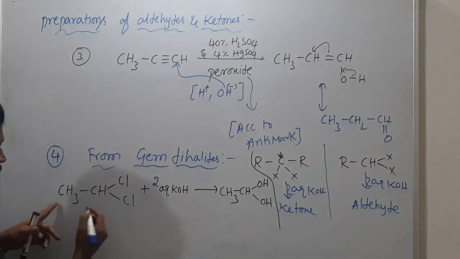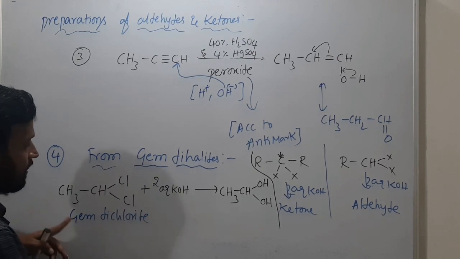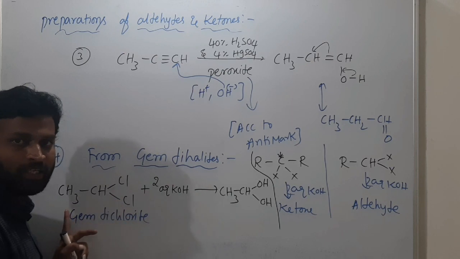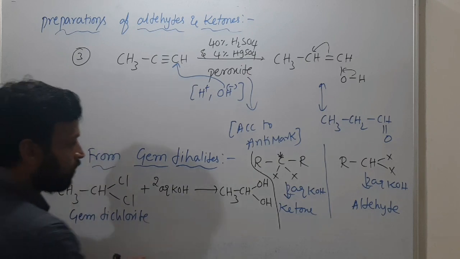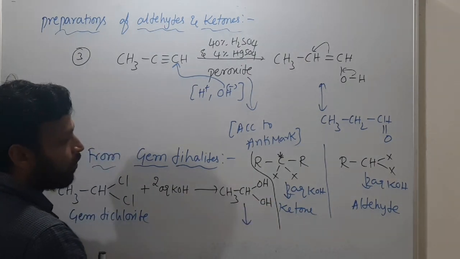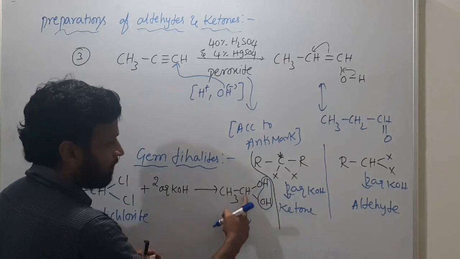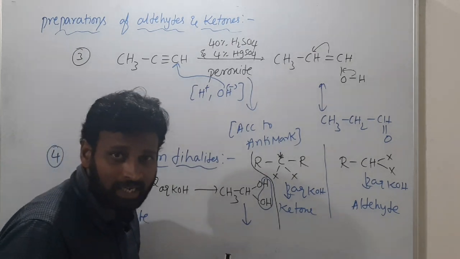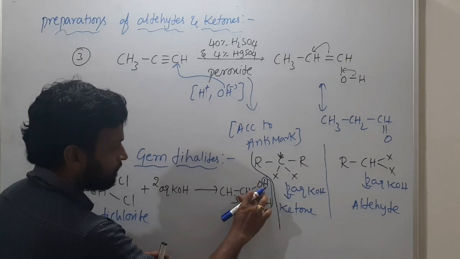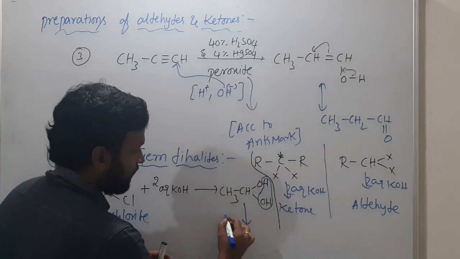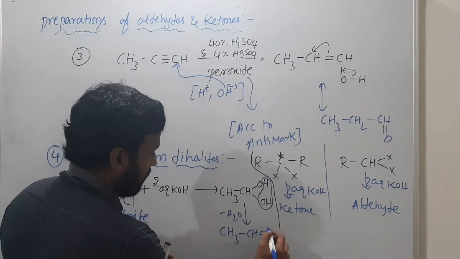What I did, understood? This is gem-dichloride, geminal dichloride, or 1,1-dichloroethane. With 2 moles of aqueous KOH, you are getting a diol. So by removing a water molecule, do you remember, if a carbon has 2 OH groups, in the Reimer-Tiemann reaction also I gave the same manner, 2 OH groups at 1 carbon, water will go, correct? Water will go there, so minus H2O, and here the product is CH3, CH double bond O, an aldehyde.